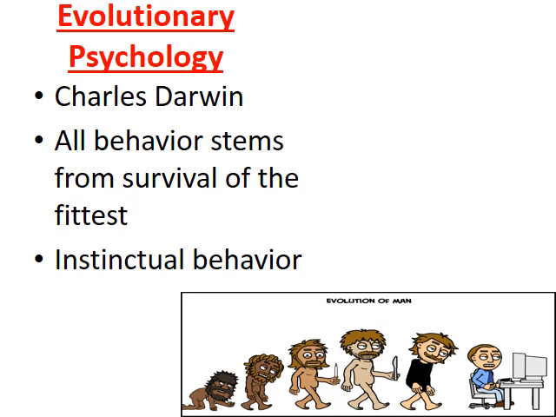Now, evolutionary psychology. Charles Darwin: all behavior stems from survival of the fittest. Instinctual behavior. Think of reflexes when you think of this.